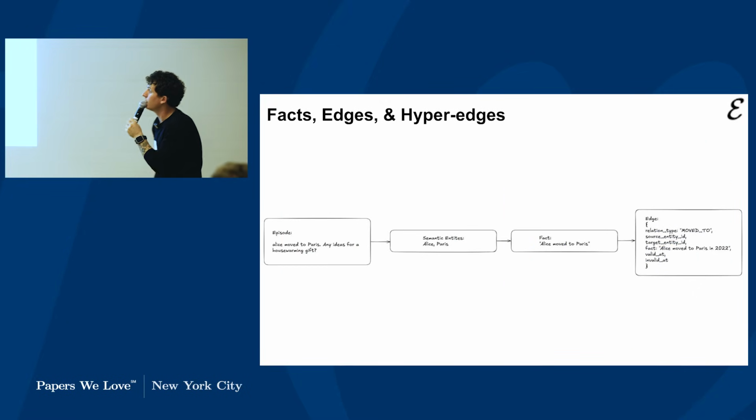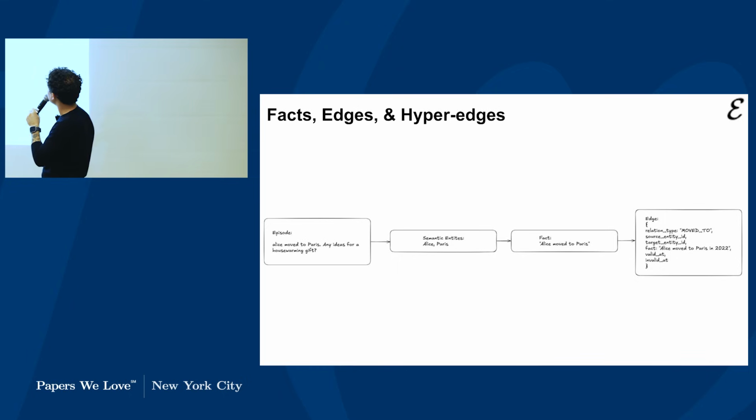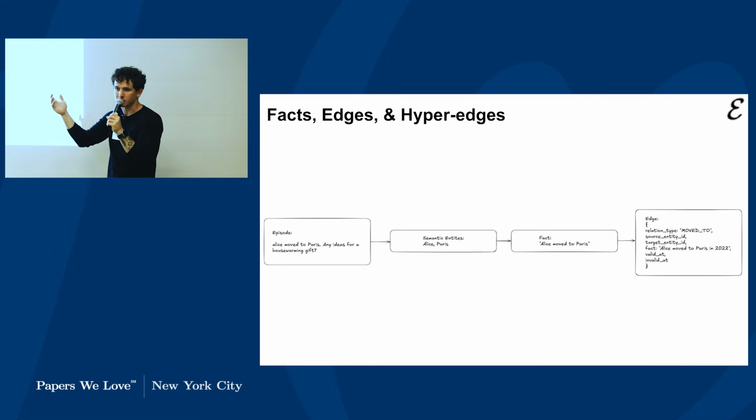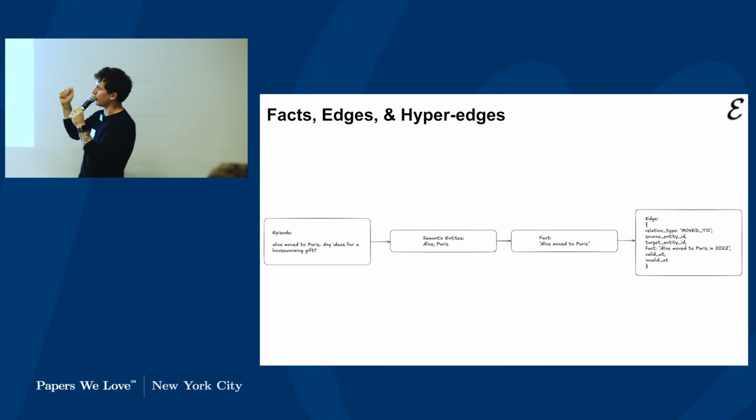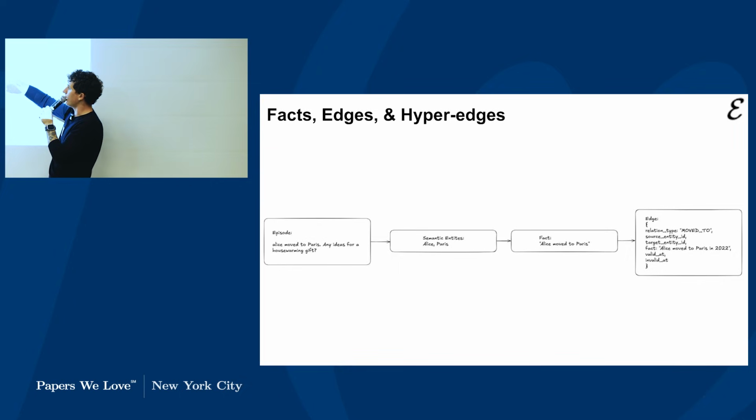Okay. This, I think, is just another look at generating up to an edge. So we've got our episode, "Alice moved to Paris, any ideas for housewarming gifts?" This is a message someone sent to an LLM. Our semantic entities, Alice and Paris. Our fact generated, Alice moved to Paris.